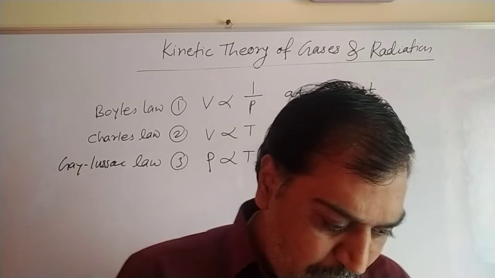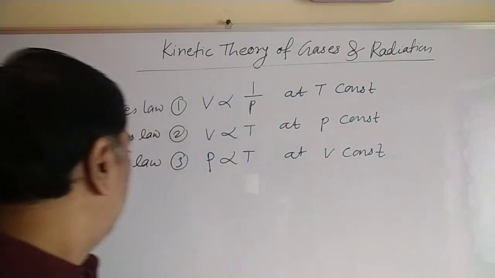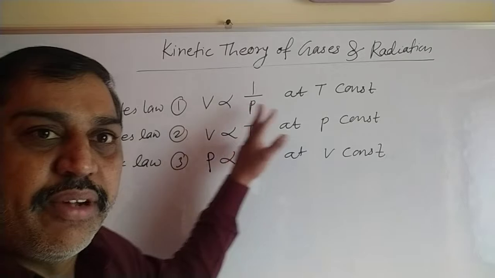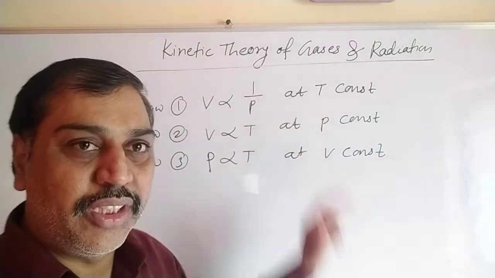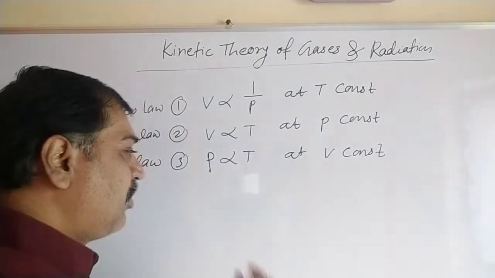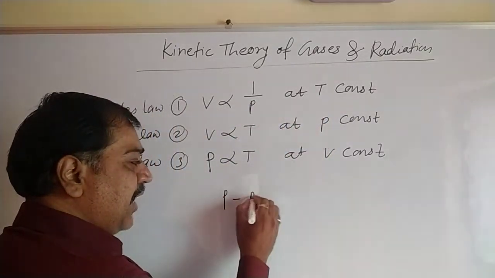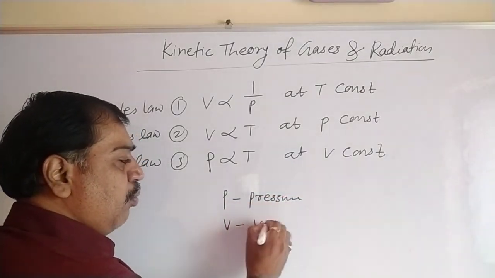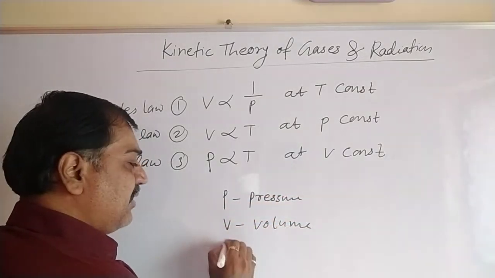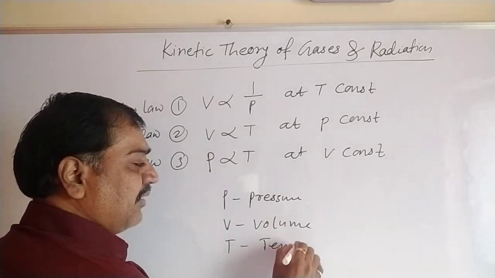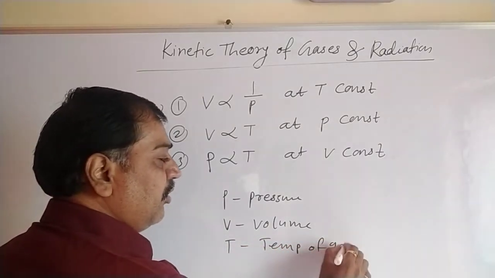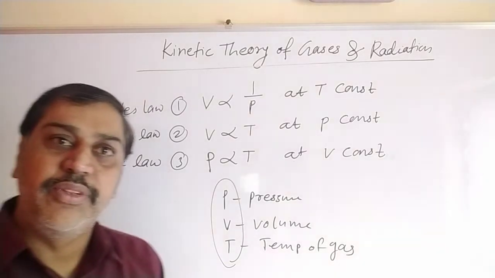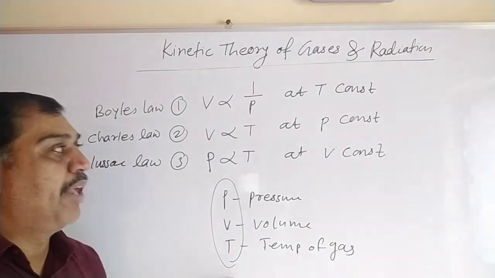Now in these three laws, before going into detail, I have written V inversely proportional to P, T is constant. So what exactly are these things? P is said to be pressure of the gas, V is said to be volume of the gas, and T is said to be temperature of the gas. So these P, V, T are three parameters which give the pressure, volume and temperature of the gas.